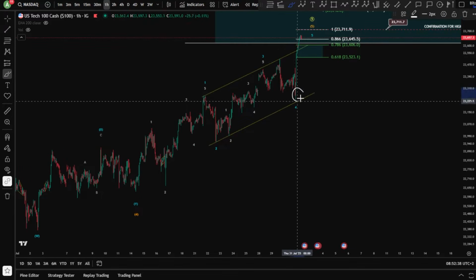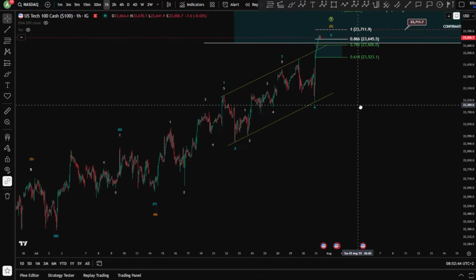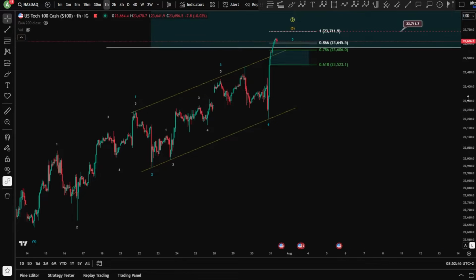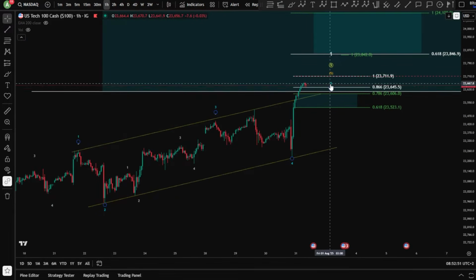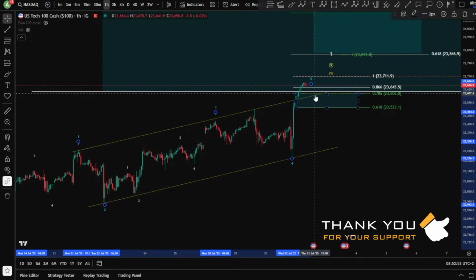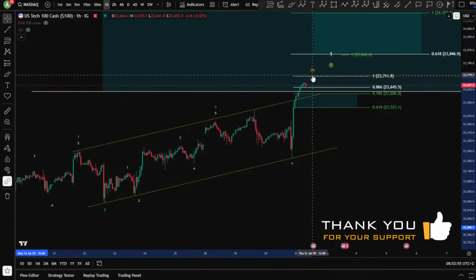Of course, we saw volatility as expected, and after the news, we saw a supercharged move towards the upside. We can see clearly that this is a potential impulse to finish up here the wave 5 as expected in this blue zone for Nasdaq.